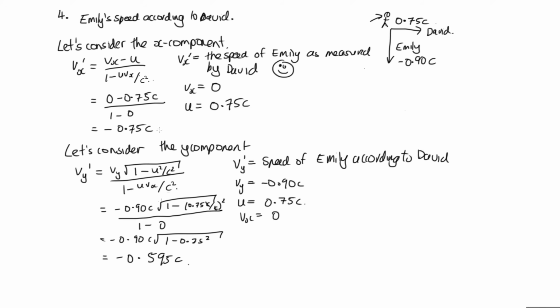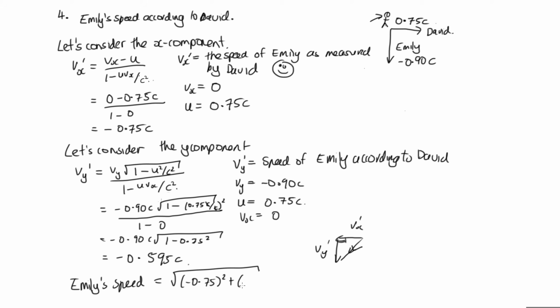So we've got the x component of her velocity and the y component of her velocity. To work out the total speed, Emily's speed, we're going to have to add these together because we've got vx going like that, and vy going like that, and this is what we want to find. So to find this side of this triangle, we use Pythagoras. So it's the square root of minus 0.75 squared plus minus 0.595 squared, all times c. So that is equal to 0.96c.